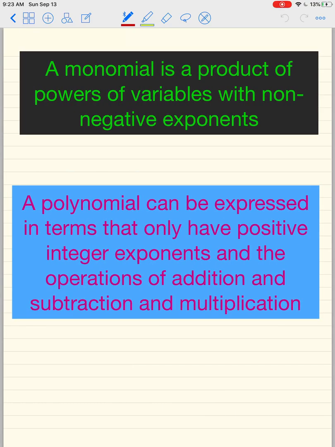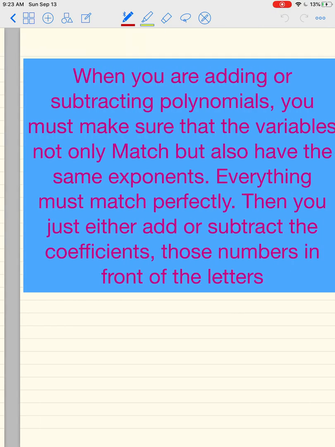So really quickly, I wanted to give you a 2-minute background on what a monomial is and what a polynomial is. A monomial is a product of powers of variables with non-negative exponents. So all of the exponents have to be positive. A polynomial is basically just a lot of monomials separated by addition and subtraction. So a polynomial can be expressed in terms that only have positive integer exponents and the operations of addition, subtraction, and multiplication.